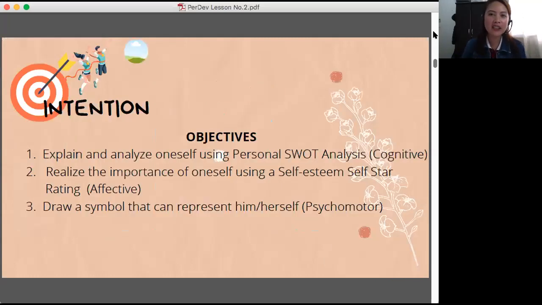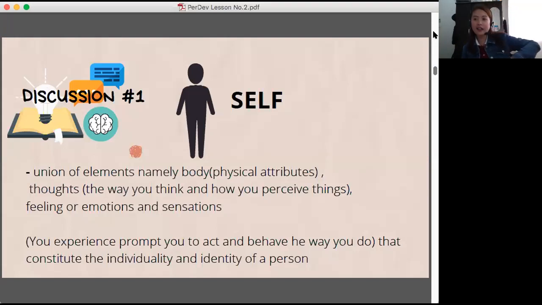For our objectives, we're going to explain and analyze oneself using personal or SWOT analysis. Cognitive, realize the importance of oneself using a self-esteem, self-star rating. Affective, draw a symbol that can represent him or herself. Psychomotor. All right, let's start.